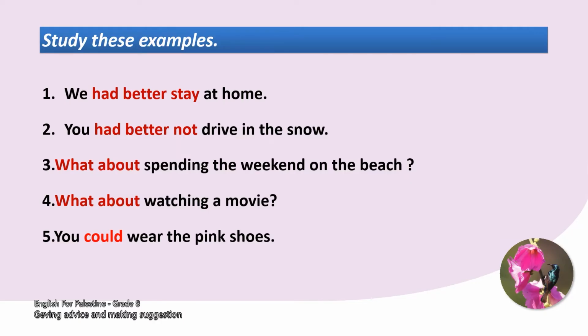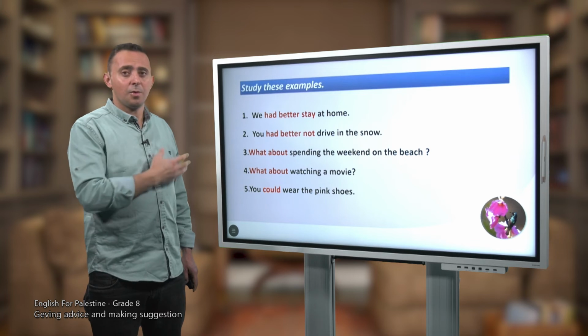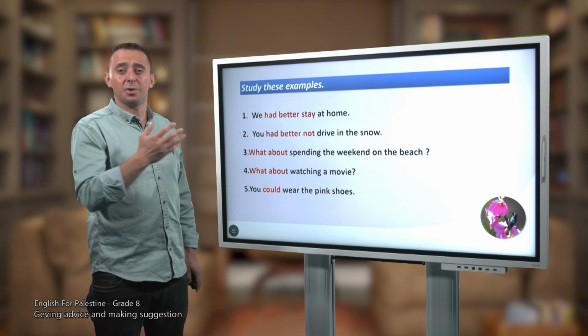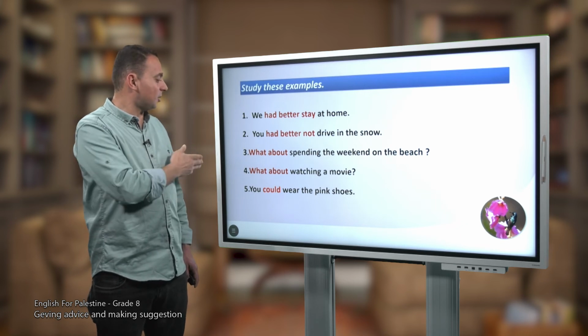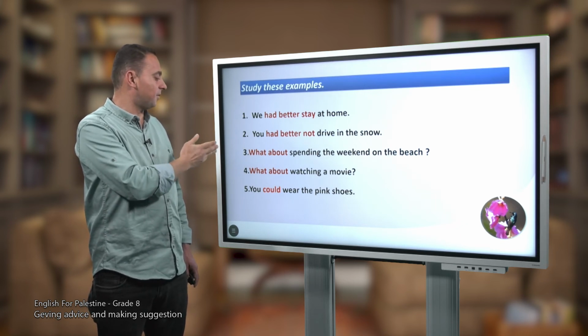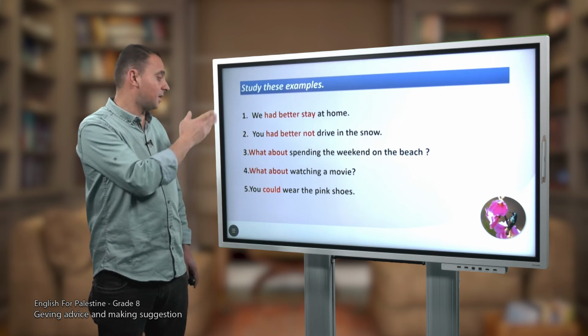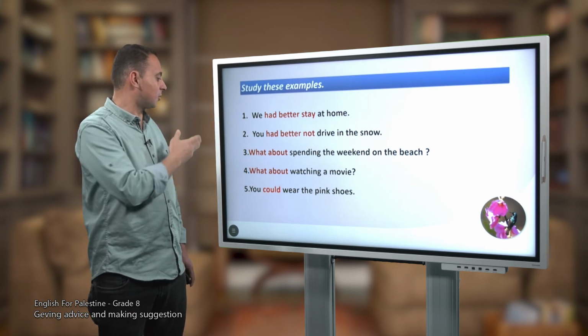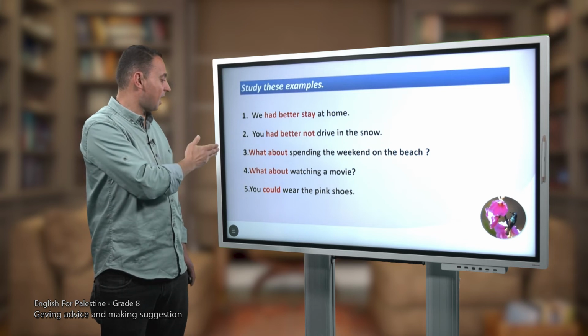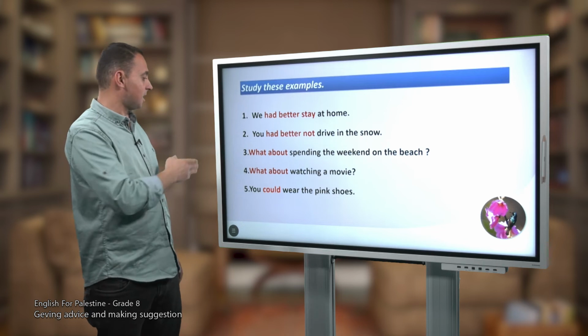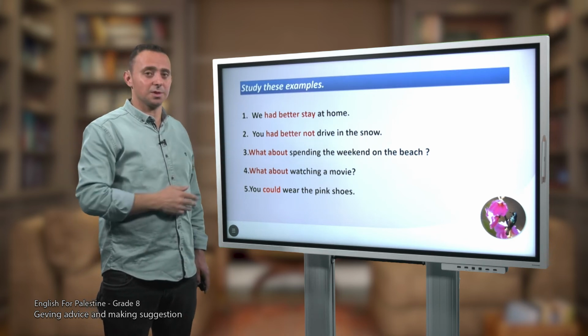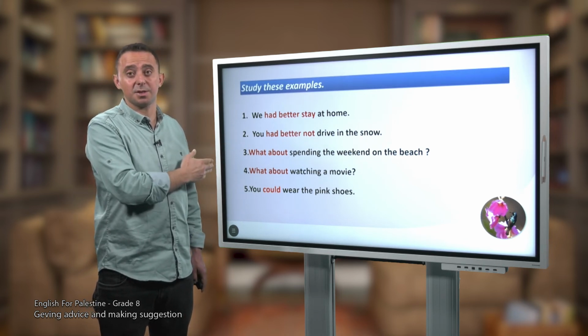The speaker says you could wear the pink shoes. Again, you could wear the pink shoes. What does the speaker use to make a suggestion? He uses could, and could is followed by the infinitive form of the verb wear, and then the rest of the sentence. So when we use could, we should have after it the infinitive form of the verb. Again, you could wear the pink shoes. The speaker here is making a suggestion.